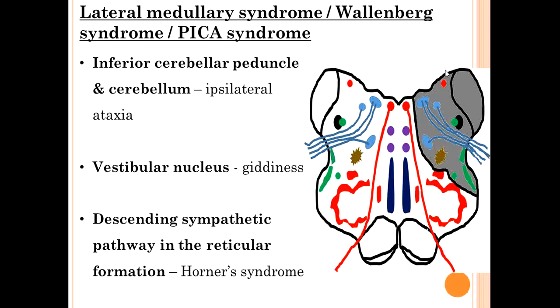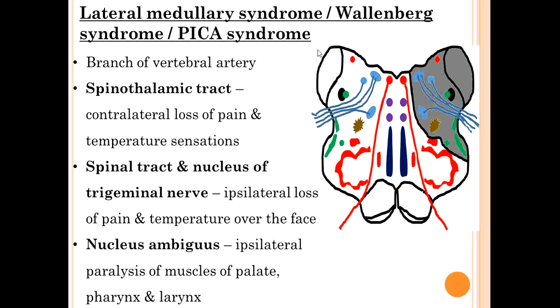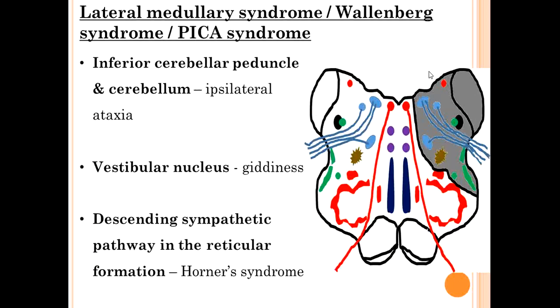Okay. Then same again, lateral medullary syndrome. So here you can see, before I showed you the lateral medullary syndrome, the same thing is shown still more symptomatically. Remember what is the other name for that? Wallenberg syndrome or PICA syndrome. PICA means posterior inferior cerebellar artery. Okay, so another is inferior cerebellar peduncle and cerebellum is affected, so ipsilateral ataxia will be there. Vestibular nucleus, here this red color will be vestibular nucleus, so giddiness will be there, and descending sympathetic pathway in reticular formation affected. This is reticular formation, so there will be Horner syndrome.